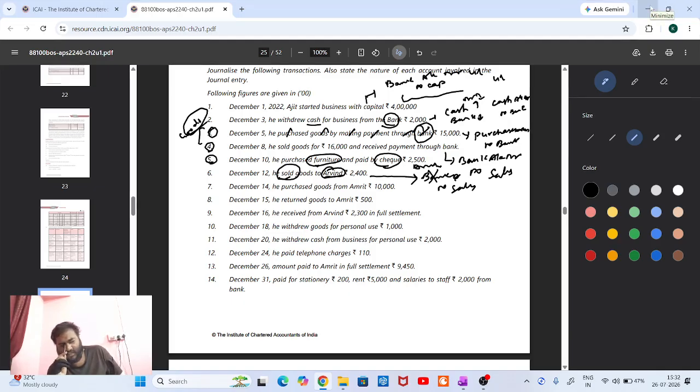If you want to understand how to write the narrative, just narration, just remember, for example, for this entry, just write: being goods are sold to Arvind. That's it. Just write this. Being we sold goods to Arvind. Simple.